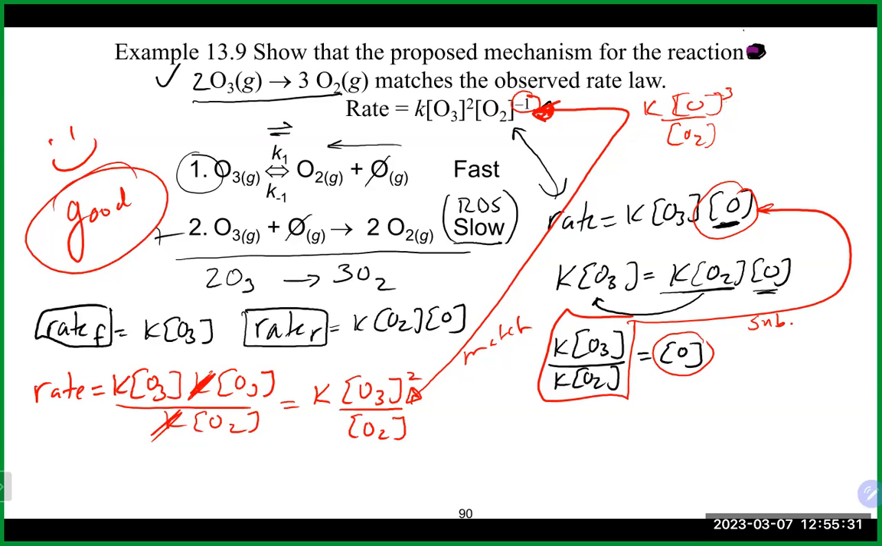Now, in both of these cases, they both did match. They both ended up with a rate law that matched, and they both had equations that added up to the overall reaction. Once again, if any of those things did not match, then it would be a bad mechanism. So it won't always be a good mechanism. It is possible it could be not plausible. So it won't always match. Just keep that in mind.